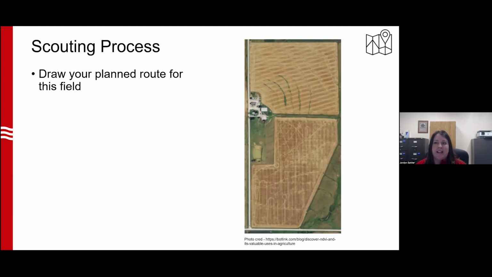I'd like for everybody to take a few seconds and think about how you would scout this field on the screen. What route would you take to walk across the field? For me, I'd probably do something like this. I'm going to park here along this field lane to make sure I'm out of the way of any trucks or other equipment that's needing to get around the farm. I'm also making sure I'm going to get good coverage of the field using kind of a modified W pattern to accommodate the shapes of the fields and the fact that I'll need to get back to my truck.